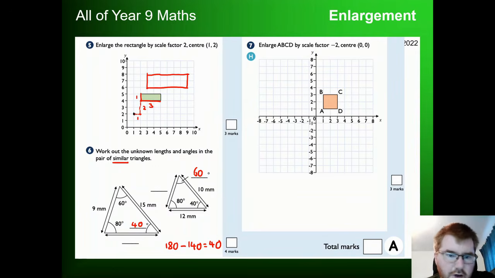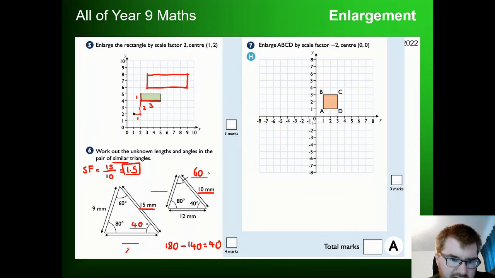Now we look at corresponding sides. So what do I mean by this? Well, this is 15 and this is 10, and they represent the same part of the shape. So to work out the scale factor, I tend to do big divided by small. So 15 divided by 10, which gives you then 1.5. So this is the important number we're going to use now to work out the missing sides.